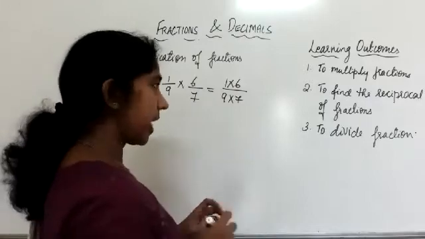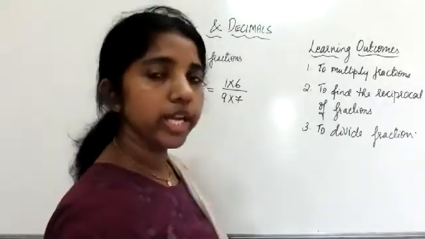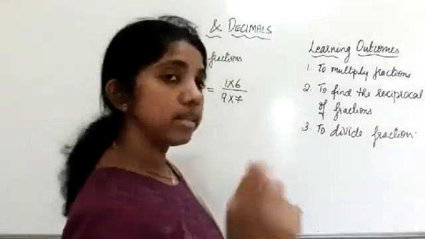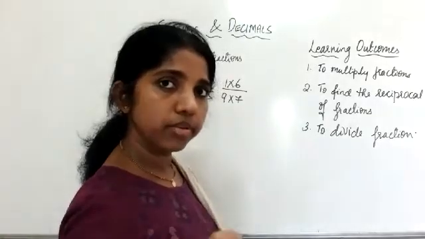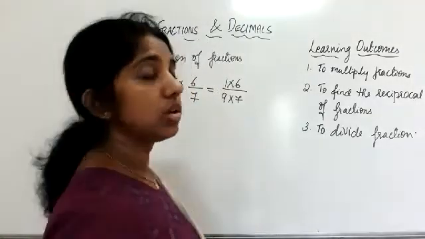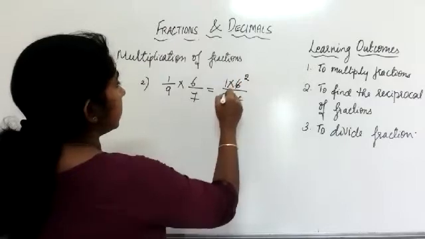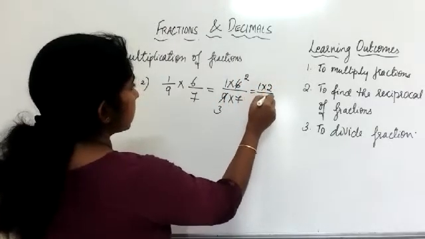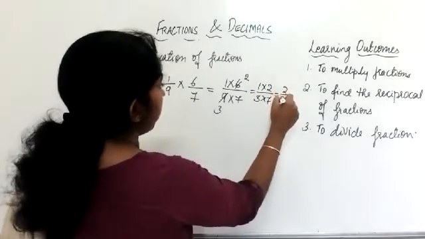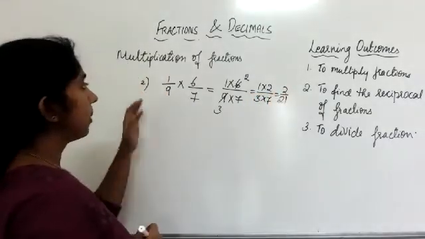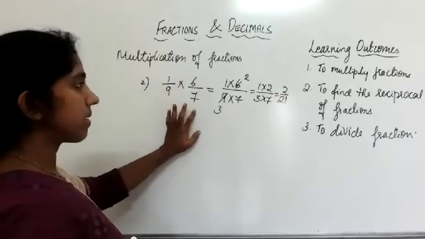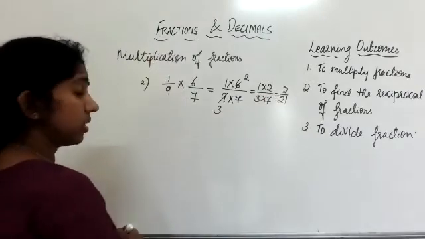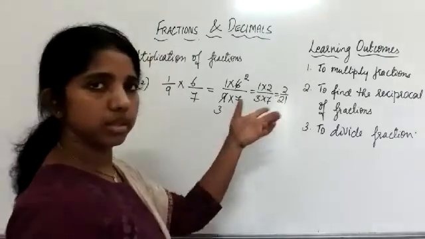Now you can directly multiply it, no issues, but you can see that here you have 6 and here you have 9. There is a common factor. These are the multiples of 3. So 3 twos are 6, 3 threes are 9. So it will be 1 into 2 divided by 3 into 7. So it is 2 by 21. So the product of 1 by 9 and 6 by 7 is 2 by 21. This is how you solve the problem.